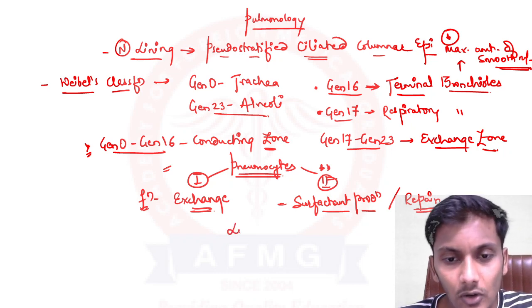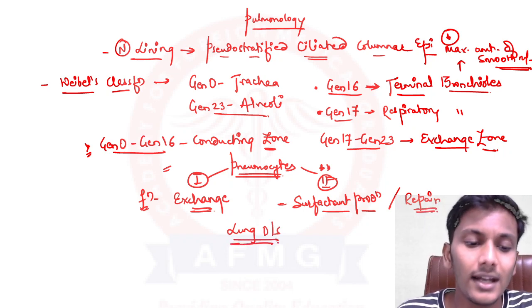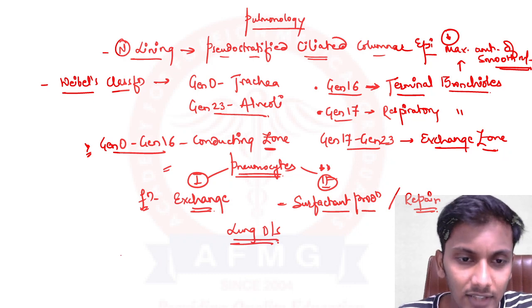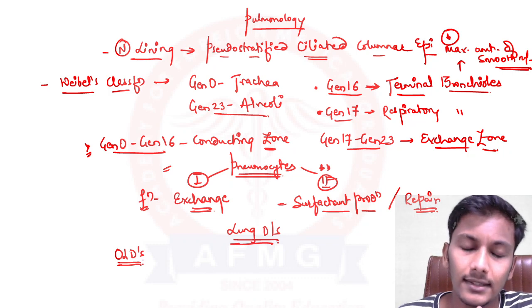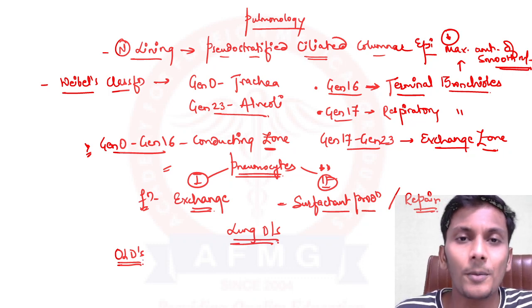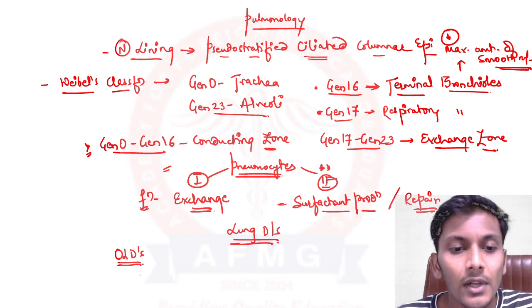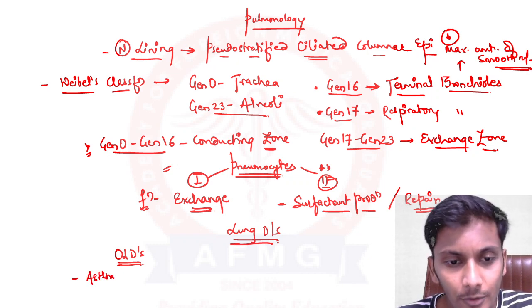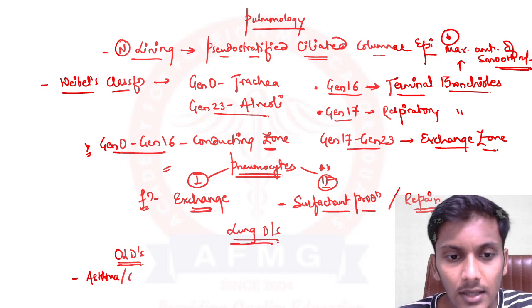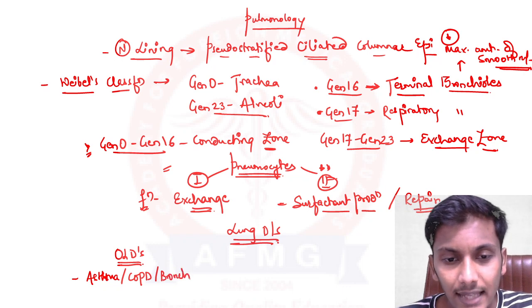Before discussing pathology, just see the classification of the pulmonary diseases, or the lung diseases, that we have. The first group is your OLDs, that is, obstructive lung diseases. Obstructive lung diseases are due to some obstruction or some pathology in the airways of the respiratory tract itself. The examples of obstructive lung diseases are bronchial asthma, chronic obstructive pulmonary disease or COPD, and some diseases like bronchiectasis.